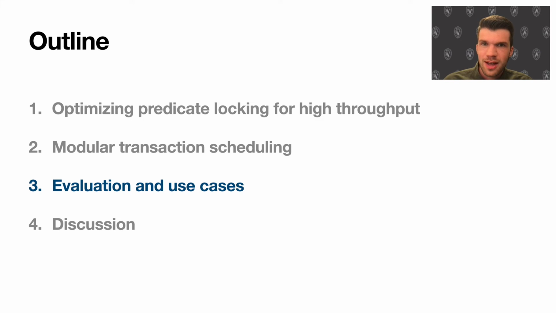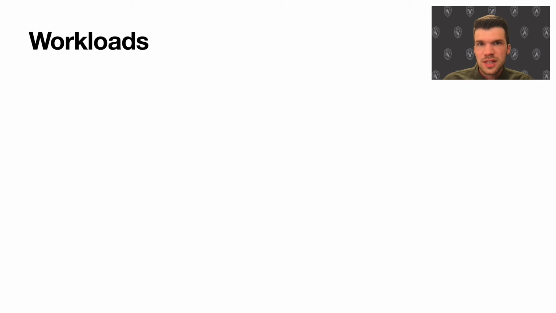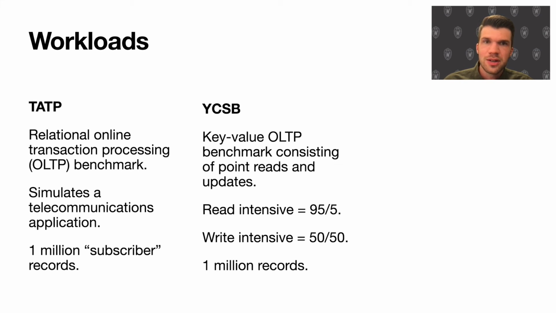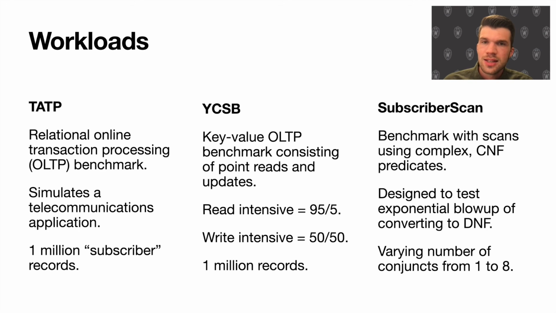I'll now present our evaluation of Dibs alongside some use cases. The workloads we use in this evaluation are TATP with 1 million records, YCSB with 1 million records and varying write intensity, and subscriber scan, which is a benchmark we developed to test the exponential blowup of converting predicates to DNF. Subscriber scan involves complex conjunctive normal form predicates, which are the worst case for converting to DNF, and we vary the number of conjuncts from 1 to 8.